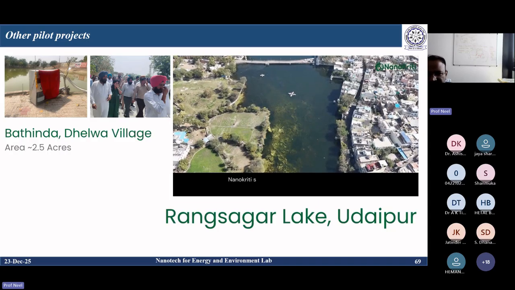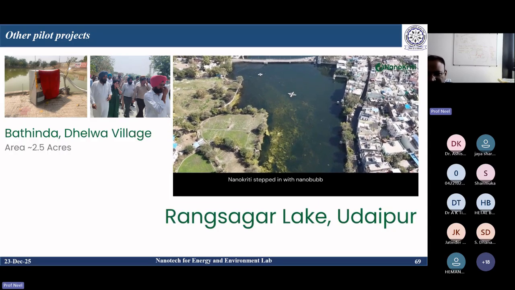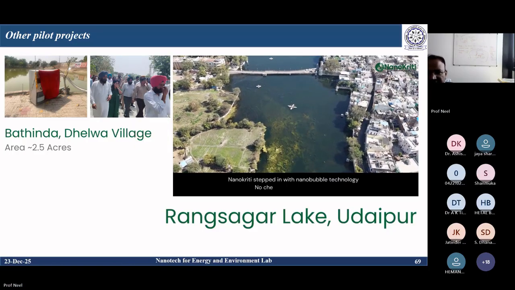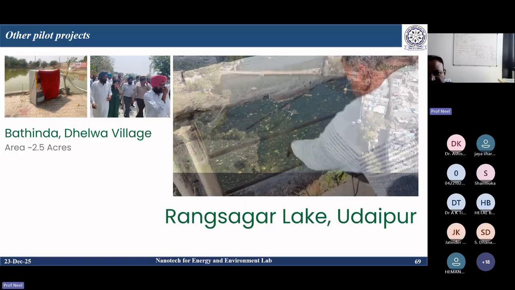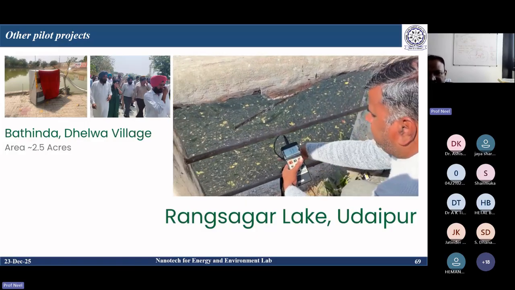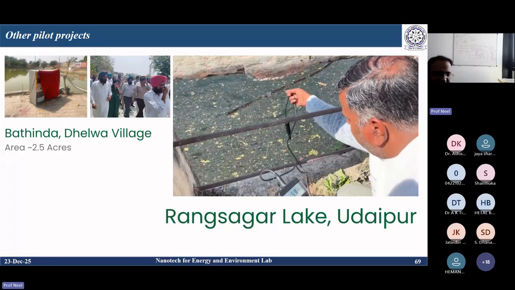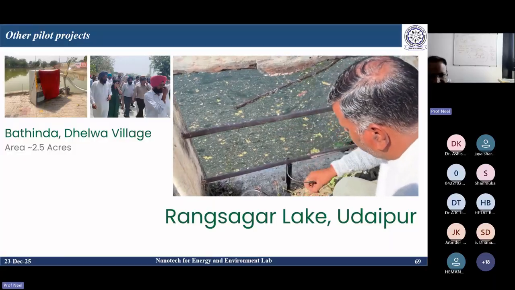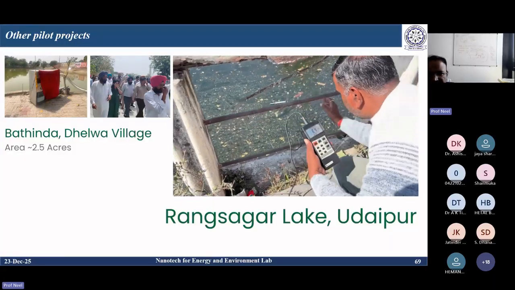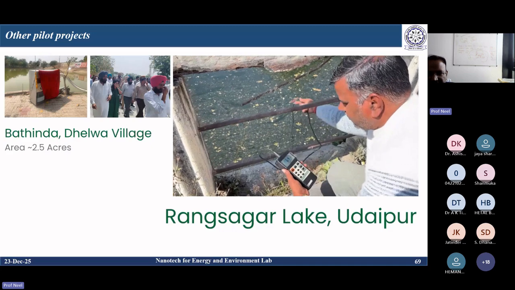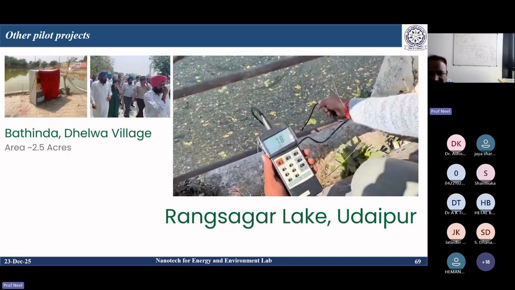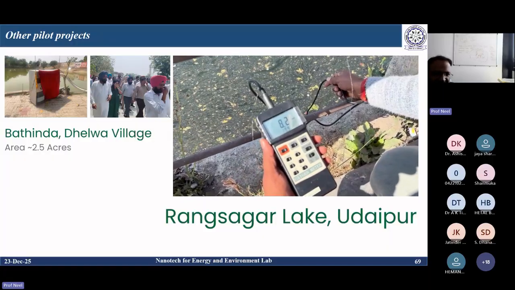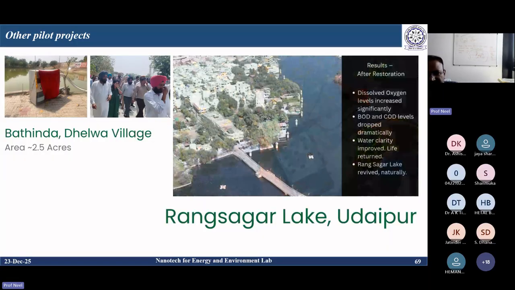And after we started using nanobubble generators in the lake and pond, you can clearly see, not chemicals, just nanobubble generators, the DO level was increased. In the beginning, the DO level was seen to be 0. And after installation of the nanobubble generator, you can clearly see that it goes around 8 ppm or more than 8 ppm, and that is the biggest thing.